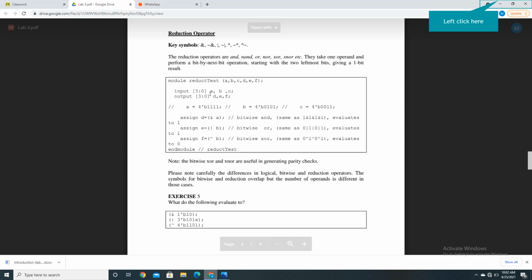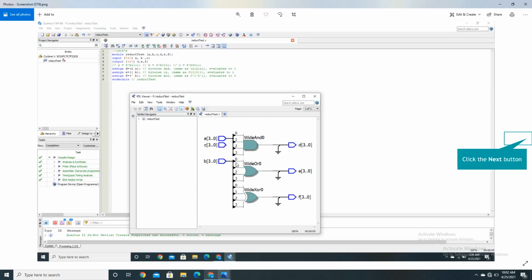So first of all, the inputs and output would be declared in the following sequence of the syntax. Then we would be assigning: if AND gate and of E, then what will be the result? Then E of OR of B, then NOT, then XOR of B. So we would be implementing all of these operators.